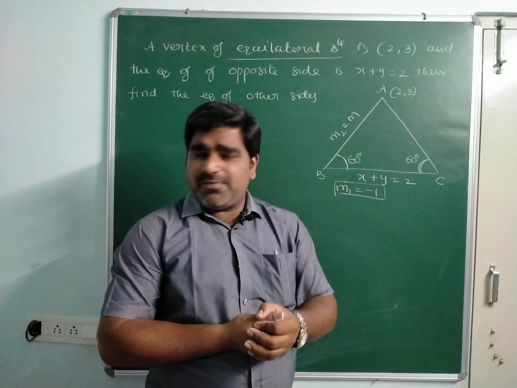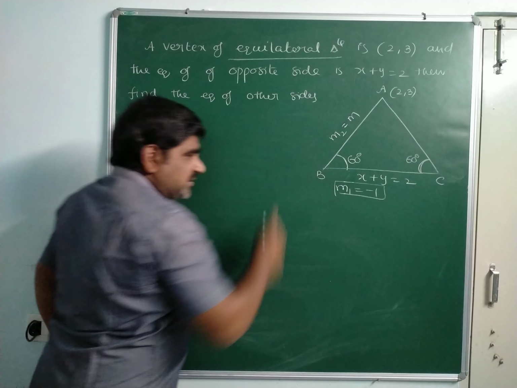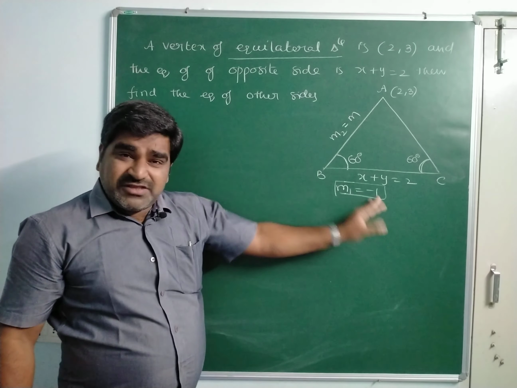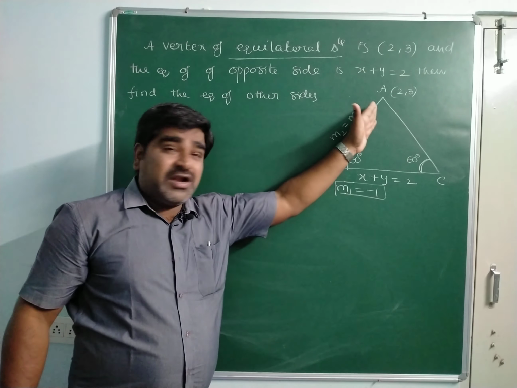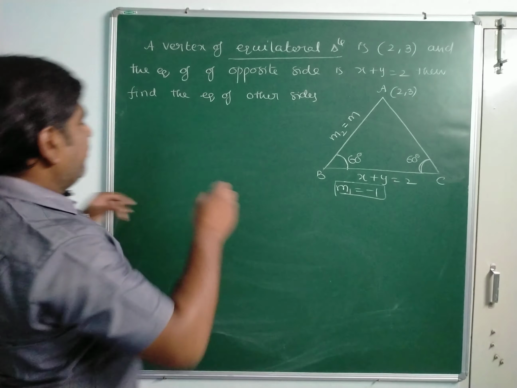Definitely you can take. It's not a problem. Now the angle between these two lines is 60 degrees and you know the slopes of both the lines. The slope of this particular line is minus 1 and the slope of the other line is m, and the angle between them is 60 degrees. So then we are going to use the formula.